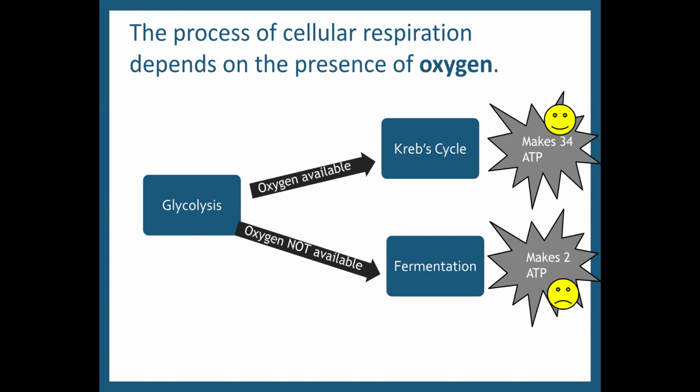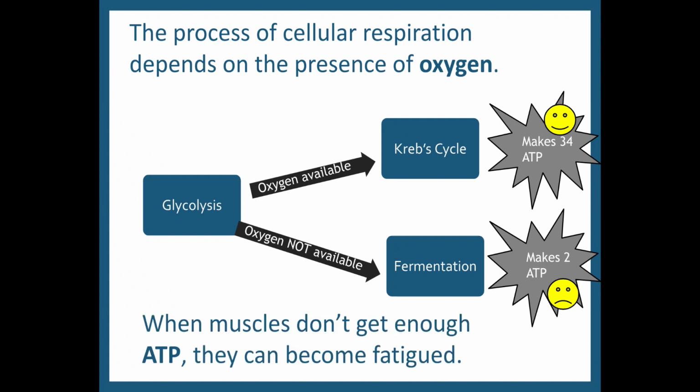You also make 2 during glycolysis. So technically there's a total of 4 ATP molecules if oxygen is not available. But with respect to just the fermentation step, fermentation makes 2 ATP molecules. The big takeaway from this is you make way more ATP when oxygen is available than when oxygen is not available. Okay, so when muscles don't get enough ATP, they end up becoming fatigued. They don't have enough energy to continue functioning.